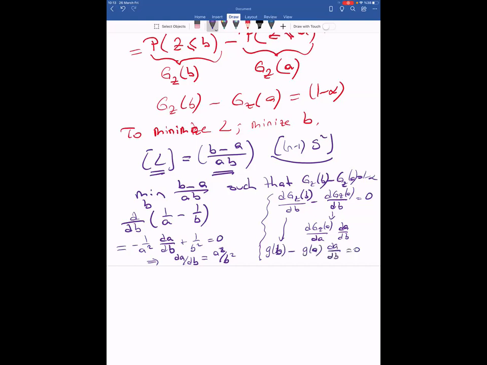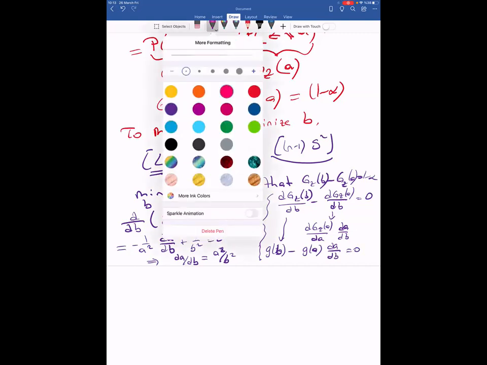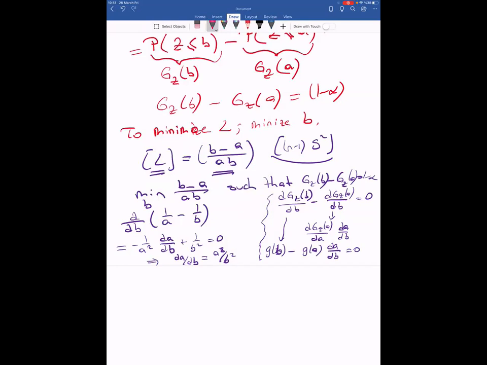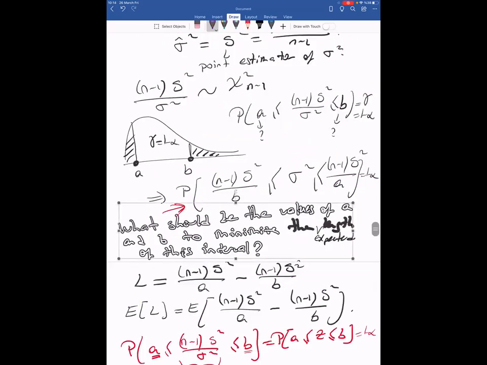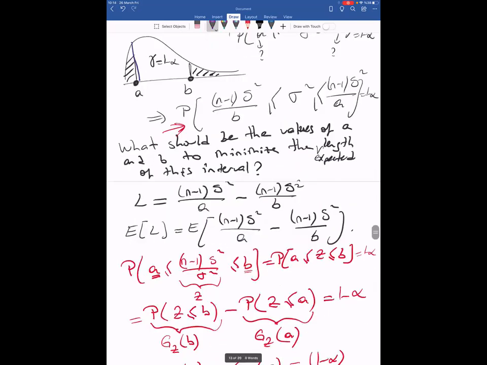So now let's combine everything. From here, we know that dA over dB is A squared over B squared. So write this here. This means that we have g(B) minus g(A) times A squared over B squared. So this is the distribution of Z, which is chi-square, at points B and A. Remember these points, actually. Go back.